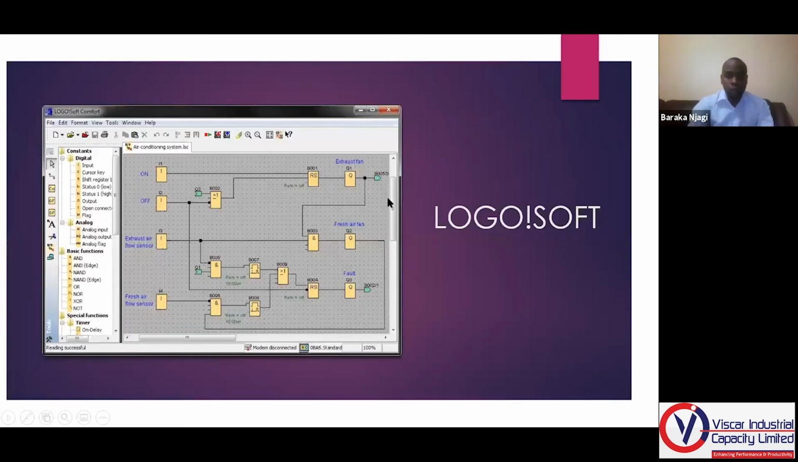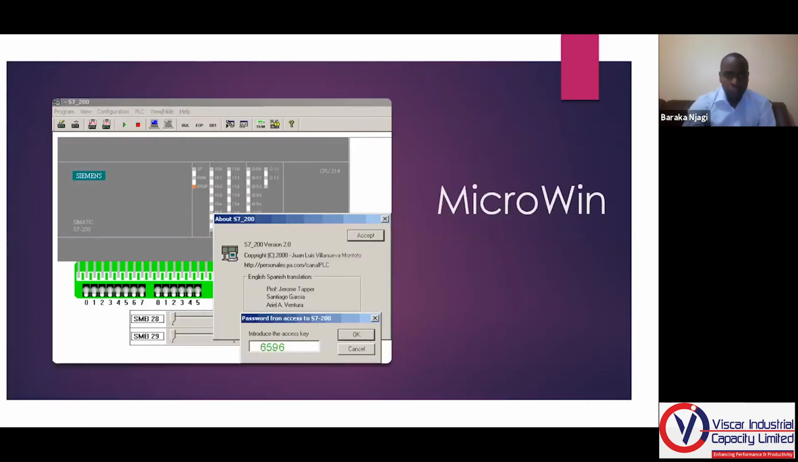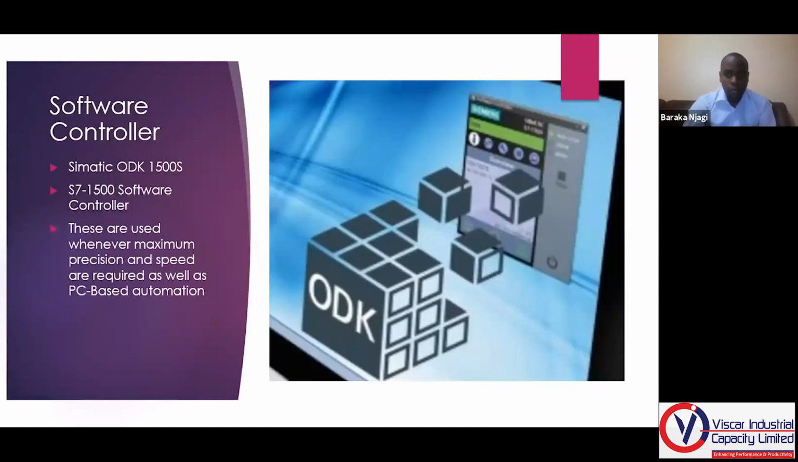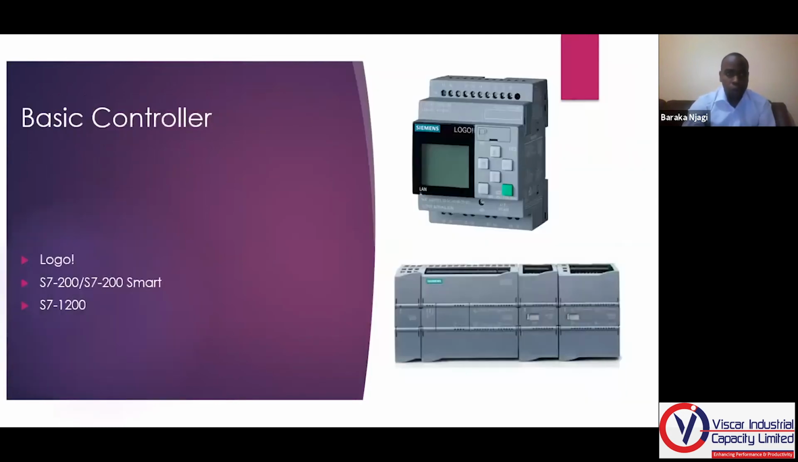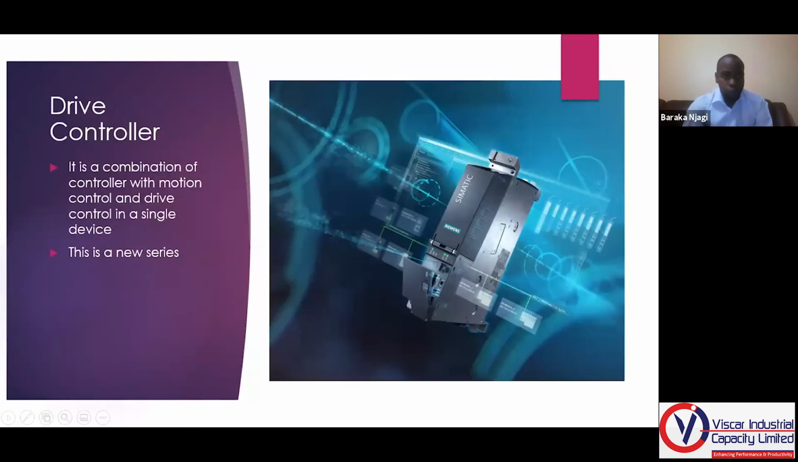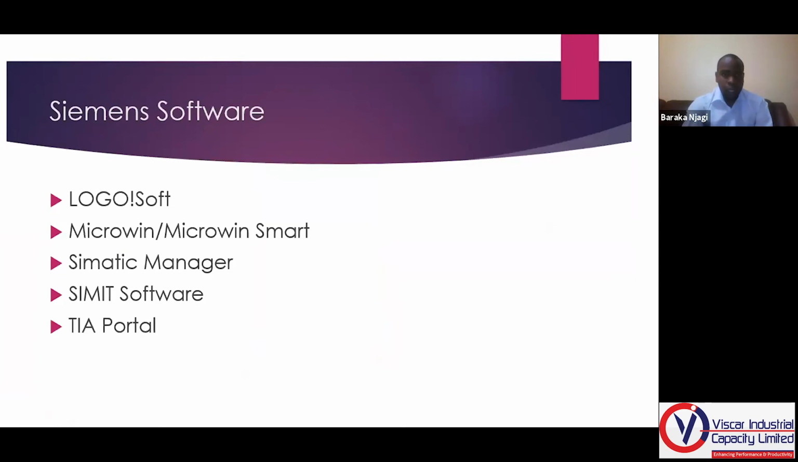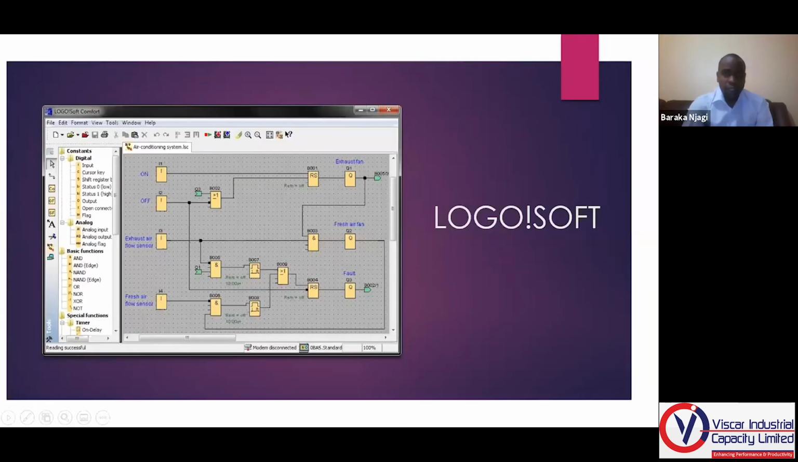So this is an example of the first one, Logosoft. It is used to program Siemens Logos. So let me show you, I showed you a while back an example of a PLC Logo, and it is this on the top of your screen, a small compact Logo. So the software that is used to program that is called Logosoft software. I hope you understand. So that is Logosoft, that is how it looks like.